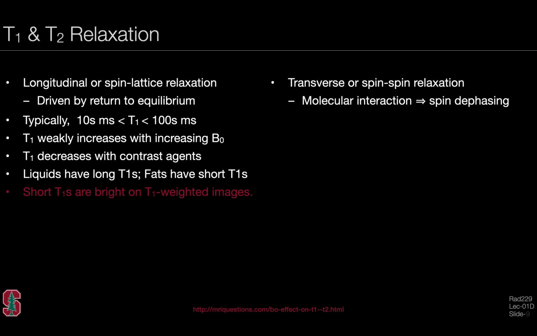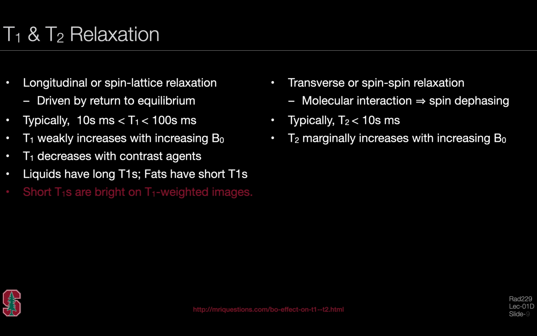In comparison, we have T2 relaxation, or so-called transverse or spin-spin relaxation. And this arises through molecular interactions that lead to spin dephasing, that is, spins that point in different directions and lead to signal attenuation. Typical T2 values are on the order of less than tens of milliseconds, although they could be in the couple of hundreds of milliseconds for liquids. T2 marginally increases with B0. It's really relatively constant as a function of B0 for the field strengths that are typically used for clinical imaging systems.